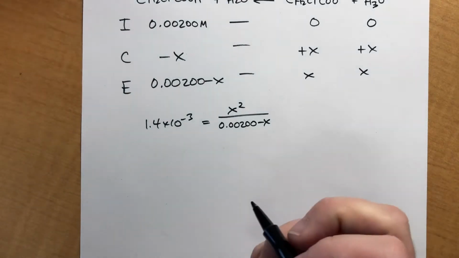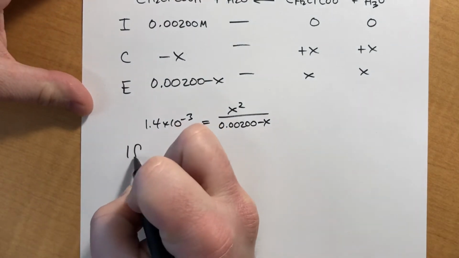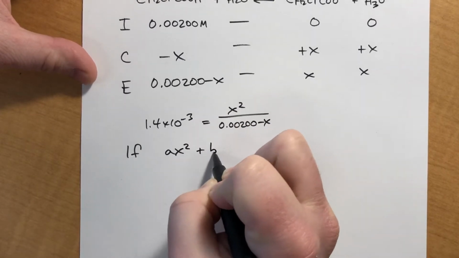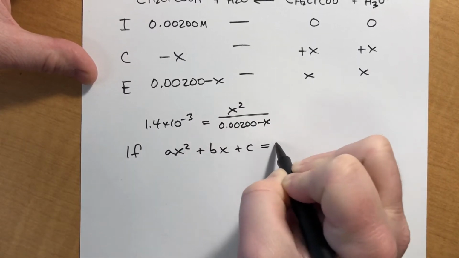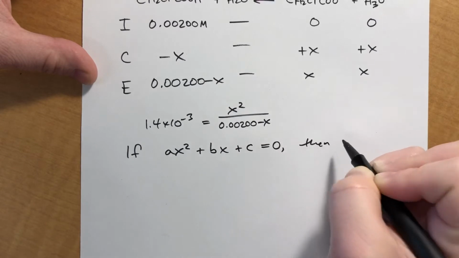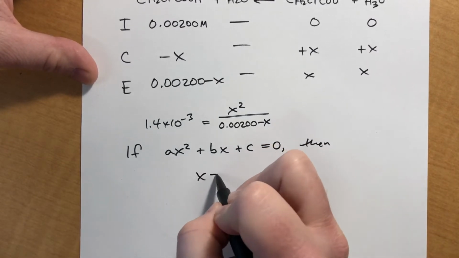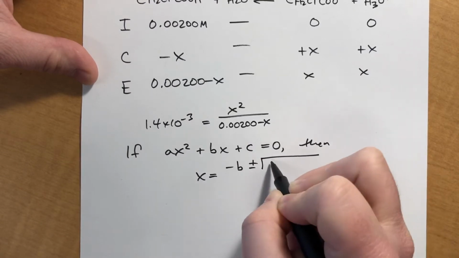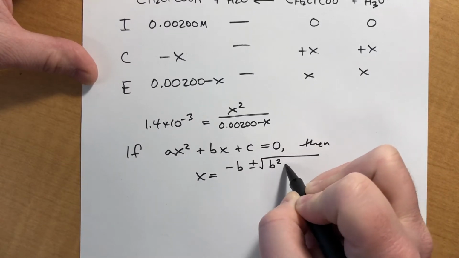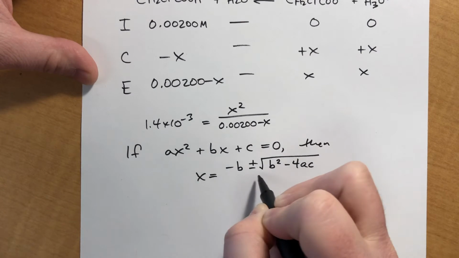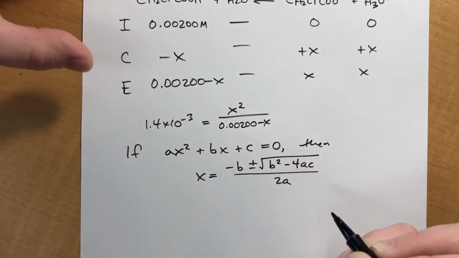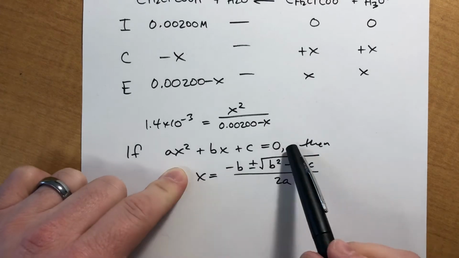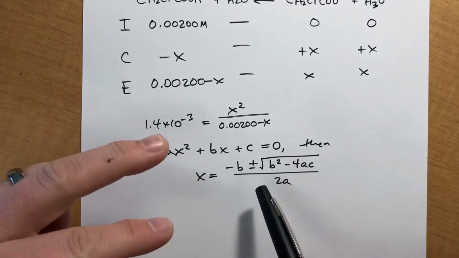So, a quick review of the quadratic is it's an if-then statement. If you can rearrange the equation to be set up like this, then this weird equation is true: negative b plus or minus the square root of b squared minus 4ac, divided by 2a. I will point out that if you are solving a quadratic, there is always a positive answer and a negative answer.